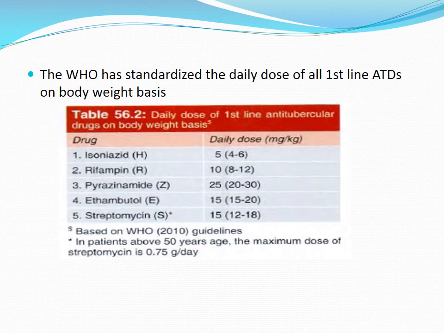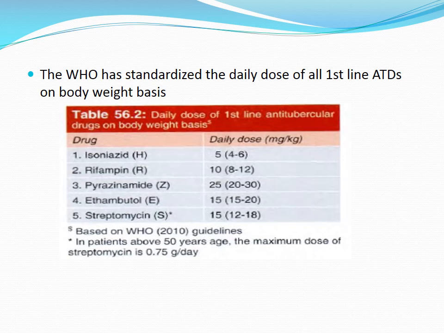Third is pyrazinamide or Z, here the dose is quite high, that is 25 milligram per kg, so roughly 1500 milligram. The fourth drug is ethambutol, which is 15 milligram per kg, so roughly 900 milligram. And streptomycin, which is an injectable drug, not an oral drug, is 15 milligram per kg, again almost 900 milligram. So remember, the first 4 drugs are oral, streptomycin is injectable. As we have already seen, there is no role of streptomycin in drug sensitive tuberculosis, only the first 4 drugs we are going to give.